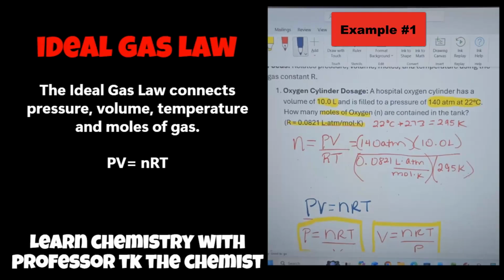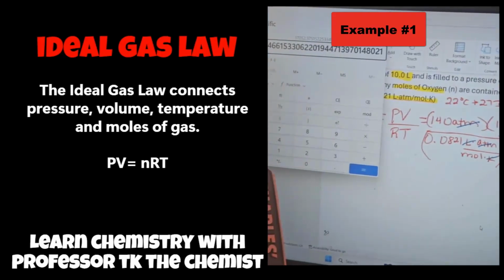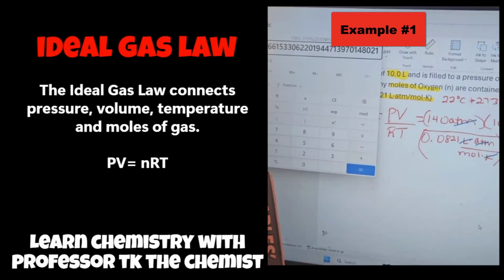Now, what you're going to do, you're going to cancel out your atms, cancel out your liters, cancel out your Kelvin, and just like that, you're left with moles. So let's plug this into our calculator so we can see the correct answer. 140 times 10.0 divided by 0.0821 and divide that again by 295, and you get 57.8.